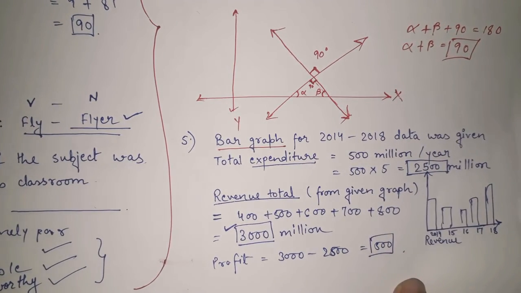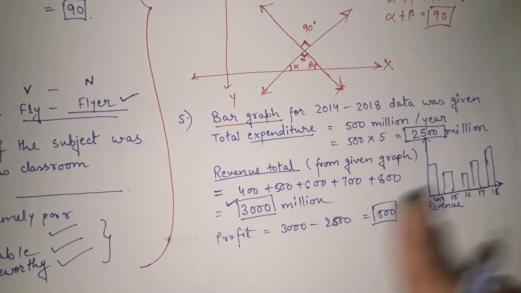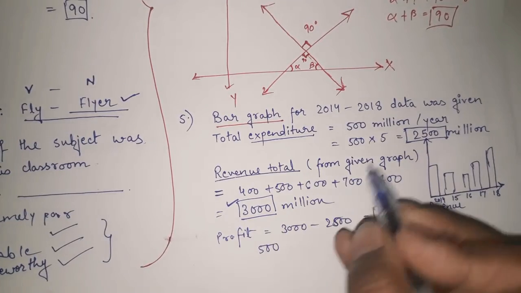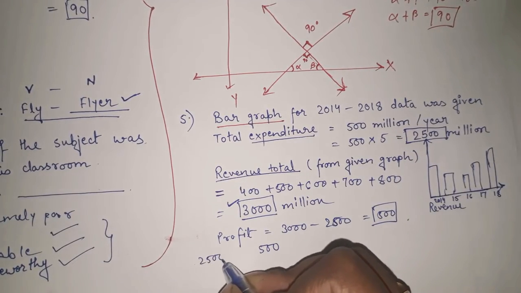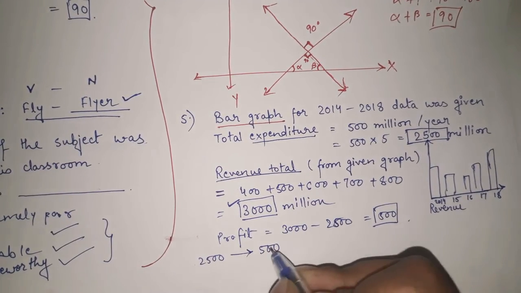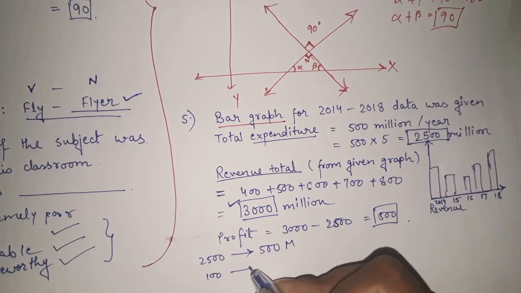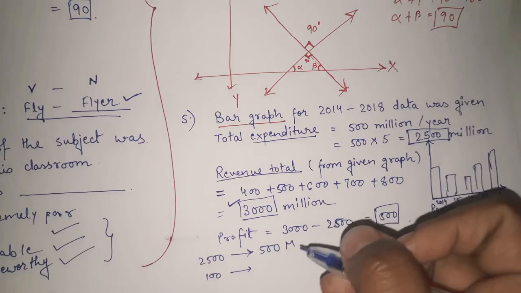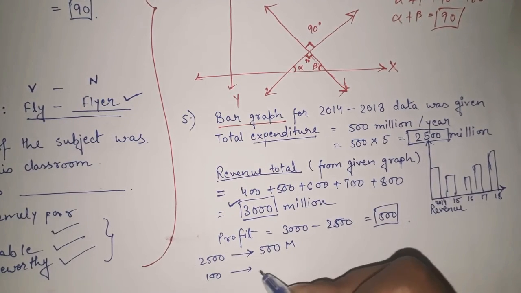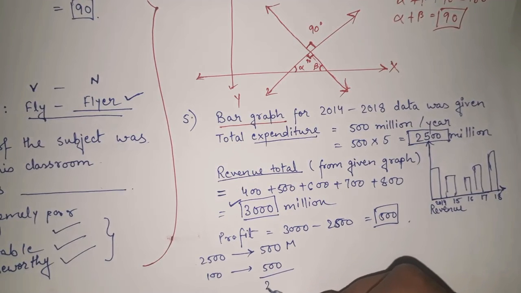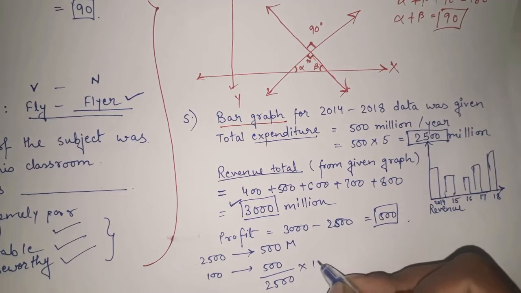Now it was given that the profit is on expenditure. So this 500 profit we have made on an expenditure of 2500. On 2500 expenditure we have made 500 million profit. So on 100 it will be, because we want it in percentage, right? So for the percentage we will get 500 divided by 2500 into 100.